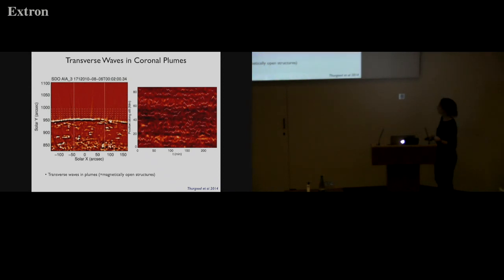This is an example by Jonathan Thurgood, who was a PhD student, I believe, at Northumbria University at the time. And he looked at transverse waves in coronal plumes. So this is the disk, sorry, this is the limb of the sun, and you see these faint structures here. Again, this is an intensity image where the background intensity has been subtracted.